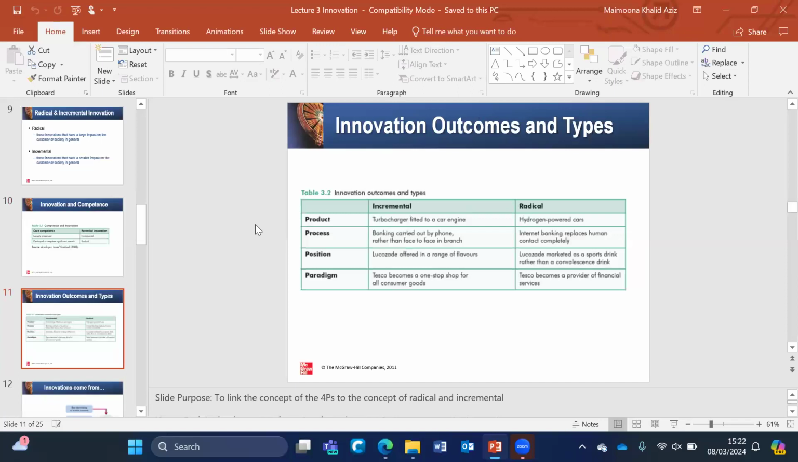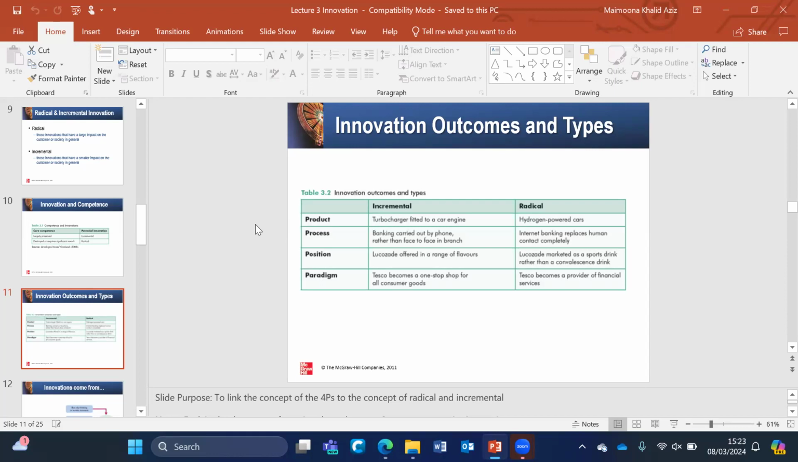Let's look at some innovation outcomes and types. In a product innovation, the incremental is a turbocharger fitted to a car engine, and the radical could be hydrogen powered cars. In the same way in a process, incremental means banking carried out by phone rather than face to face, and radical is internet banking replacing human contact completely. Incremental in position means Lucozade offered in a range of flavors, and radical means Lucozade marketed as a sports drink rather than a convalescence drink.